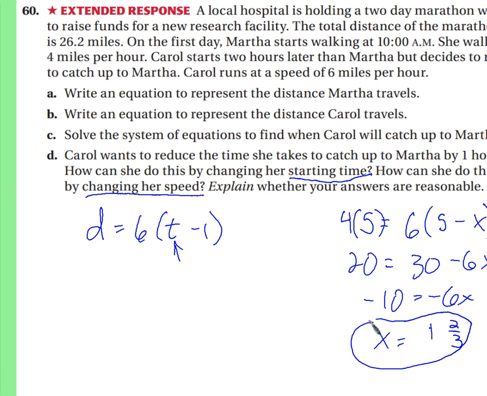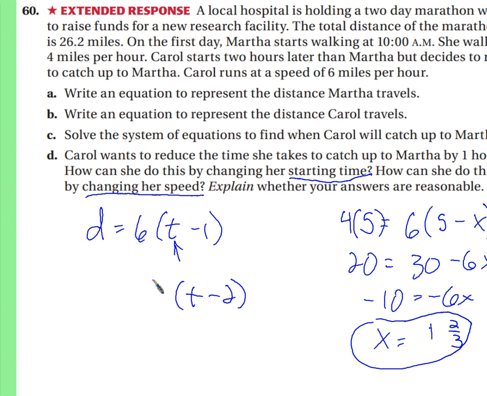Well, let's look at the other idea. Rather than changing her time, how about if she changes her speed? Okay. So her time is still the same. Her time is still t minus 2, Martha's time minus 2. But what's her speed?